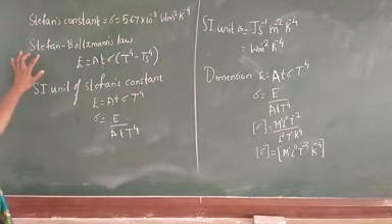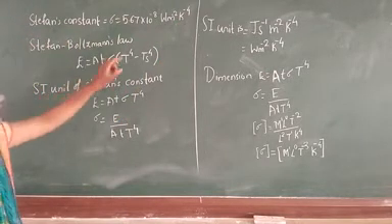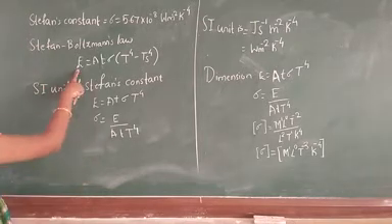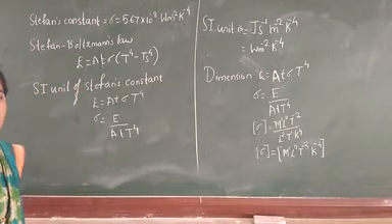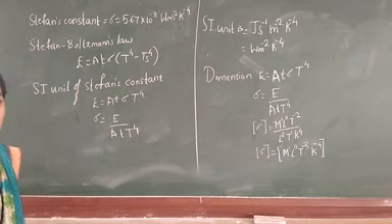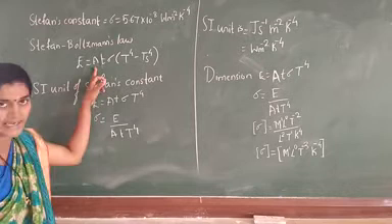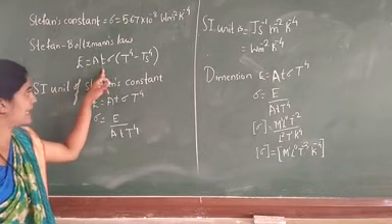Now next we are studying the Stefan-Boltzmann law. According to the Stefan-Boltzmann law, we consider E, which is the radiant energy per unit area per second. E is equal to A T, where A is the area and T is the time.